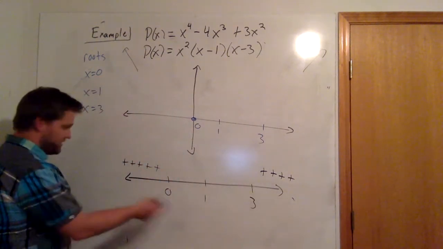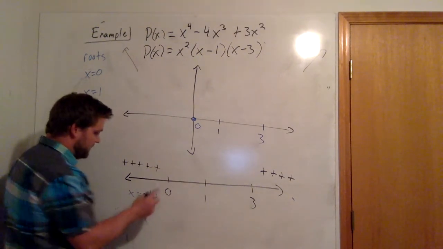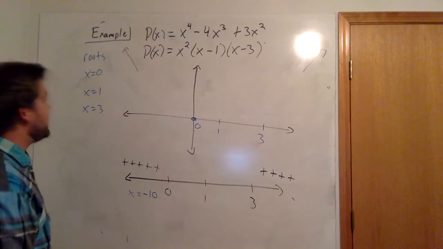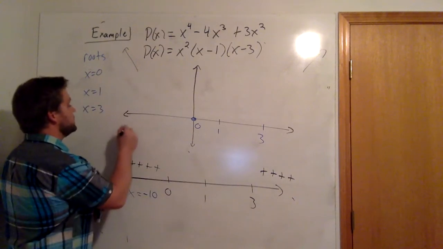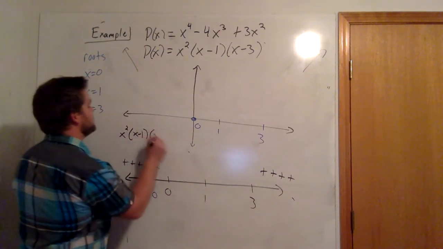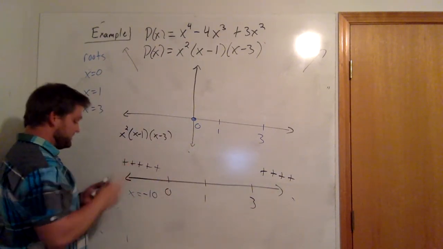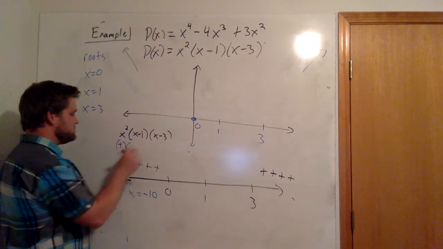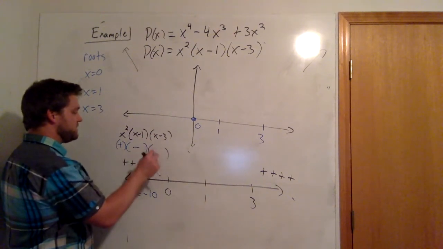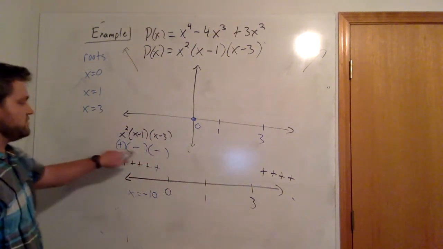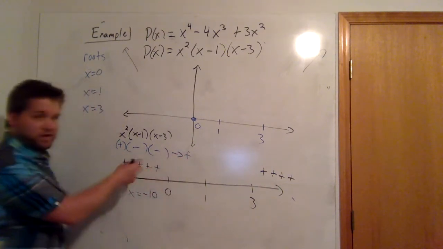Let's plug in a number less than 0. I don't know, any value less than 0. How about negative 10? So let's think about what happens here. Let's write x squared times x minus 1 times x minus 3 here. Well, if I plug in negative 10 into here, negative 10 squared is positive, so I'll get a positive value. Negative 10 minus 1 is a negative value. Negative 10 minus 3 is another negative value. I have a positive times a negative times a negative. Two negatives make a positive, and that result here will be positive, which is agreeing with our end behavior.